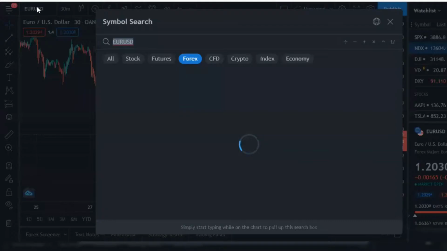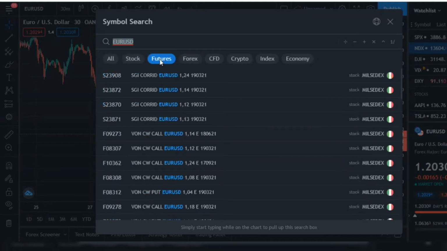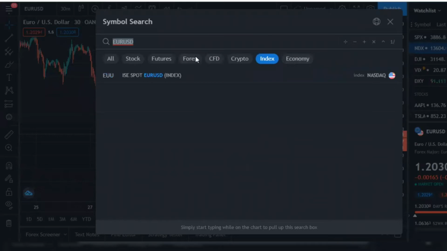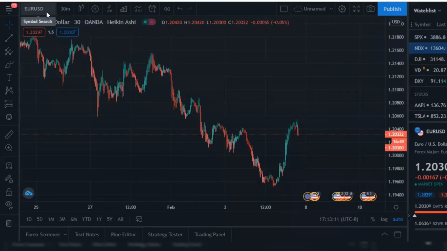The beauty about this particular website is you're able to look at so many different things. This is what we call Forex currencies, okay? You can look at stocks. You can come here and look at stocks. You can look at futures. You can look at crypto. You can look at indices. You can look at so many different things. But since we're focused on Forex, we shall just keep it at Forex and look at our Euro USD, okay?